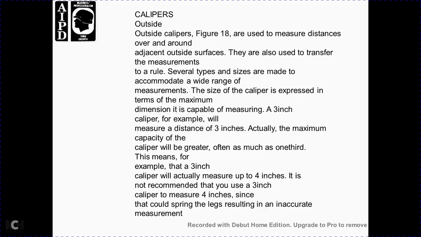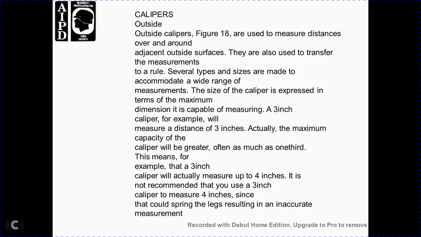Outside calipers, figure 18, are used to measure the distance over and around adjacent outside surfaces. They are also used to transfer the measurement to a rule. Several types and sizes are made to accommodate a wide range of measurements. The size of a caliper is expressed in terms of the maximum dimension it is capable of measuring, in inches. The actual maximum capacity of the caliper will often be greater, by as much as 1/3.